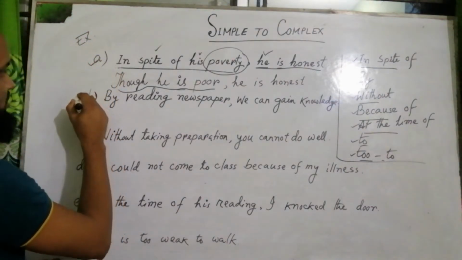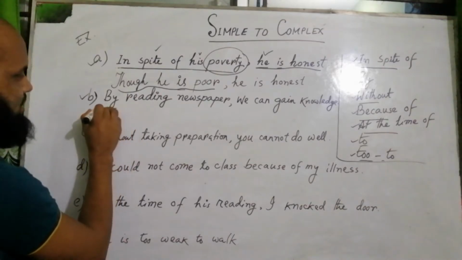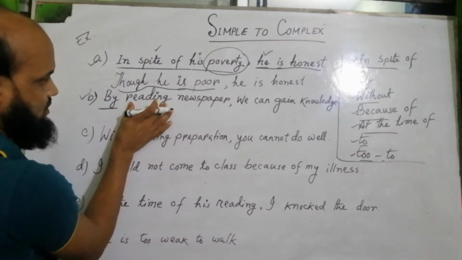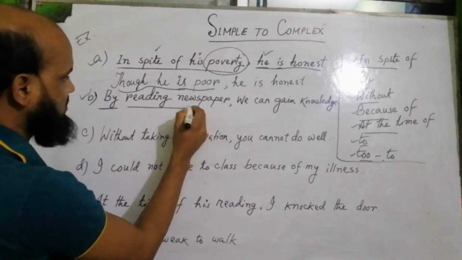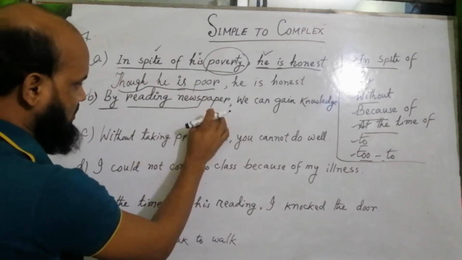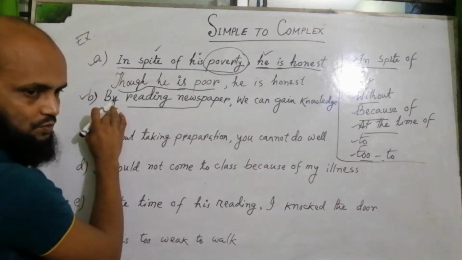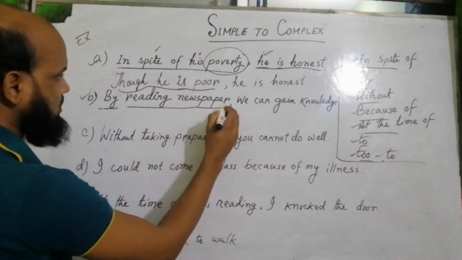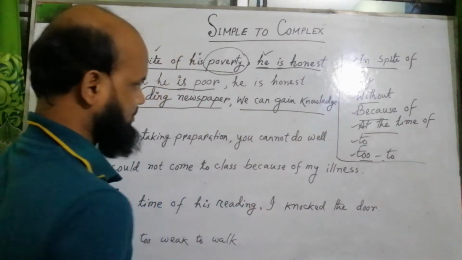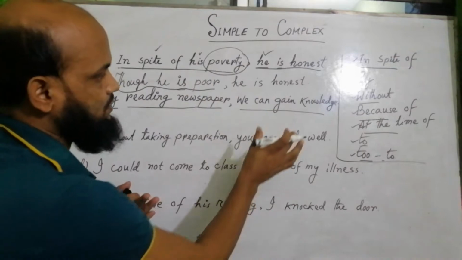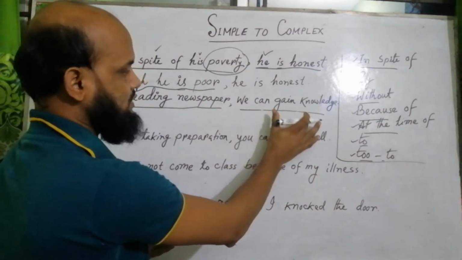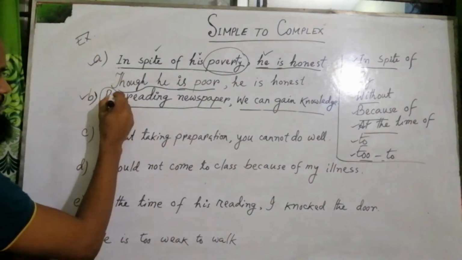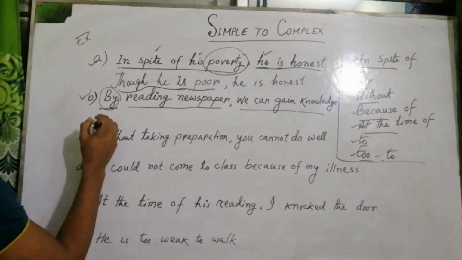And now question number B, you see by reading, by. Simple sentence starting with by, and there is a comma and there is a participle phrase. By reading newspaper. This is prepositional phrase. By reading newspaper, we can gain knowledge. So you can keep this principal clause again unchanged here. So what you have to do for this by, we have to write if.